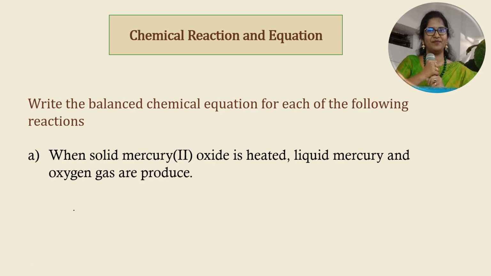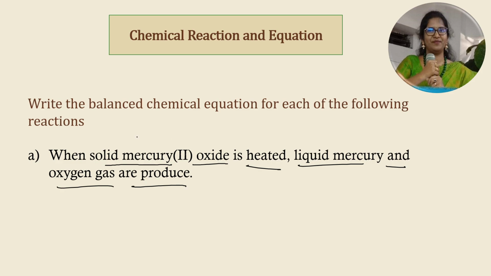So what is the reaction? For this reaction we have to write the balanced chemical equation. First we have to convert this word equation into a chemical equation, like a normal symbolic equation. Okay, so what is it? Given: when solid mercury oxide is heated, liquid mercury and oxygen gas are produced.